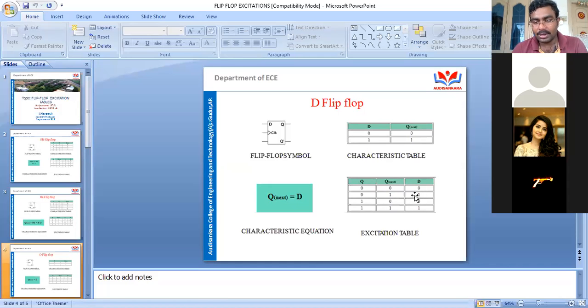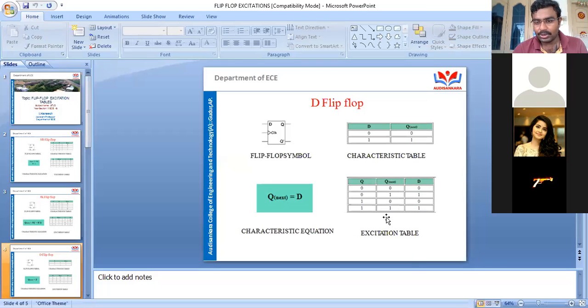0, 1, 0, 1 is your output. The same 0, 1, 0, 1 you can see in your input also, guys. No need to go for the truth table. If you understand, D flip-flop will give you both input and output values as same. So your next state will be directly equal to the input condition here.